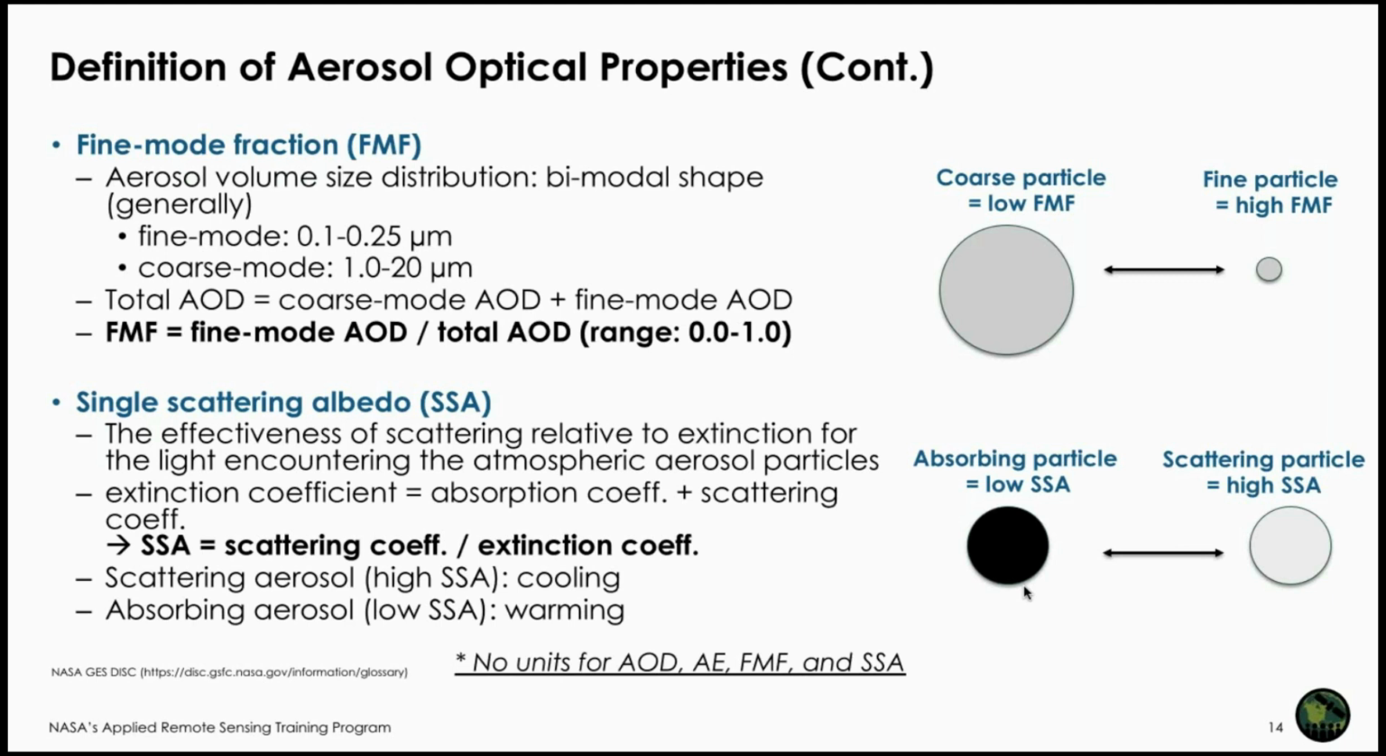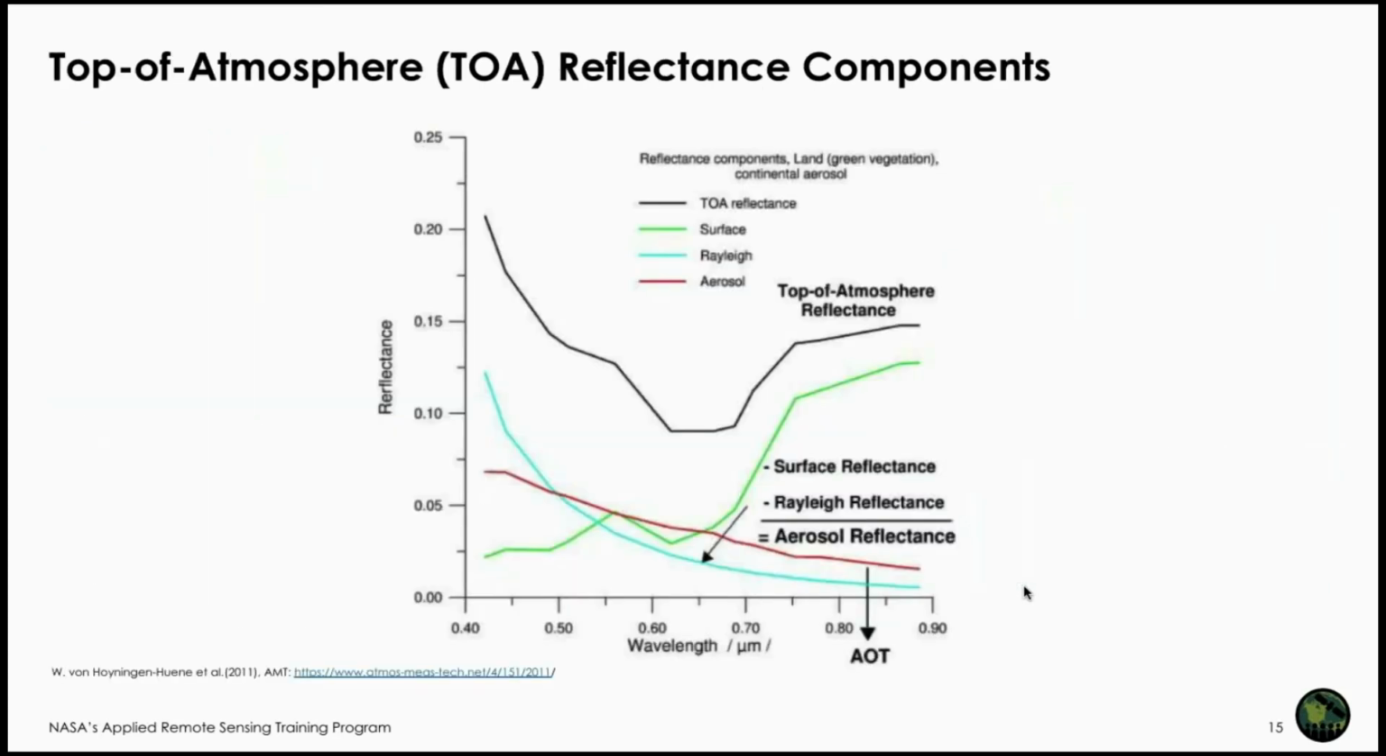Compared to the low single scattering albedo condition, in the high SSA condition, particles scatter more light back to the top of the atmosphere. So there is less energy in the atmosphere, which makes the atmosphere cooler. Please note that there are no units for AOD, Ångström exponent, fine mode fraction, and single scattering albedo.